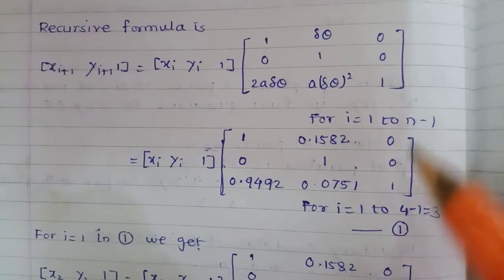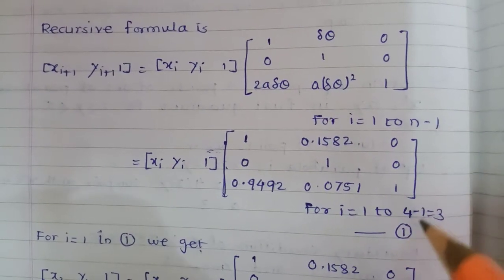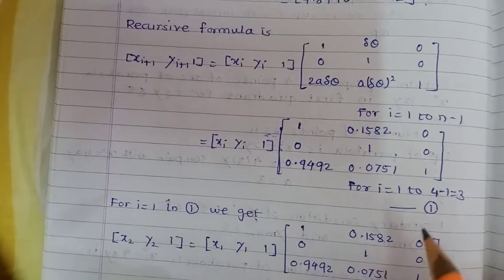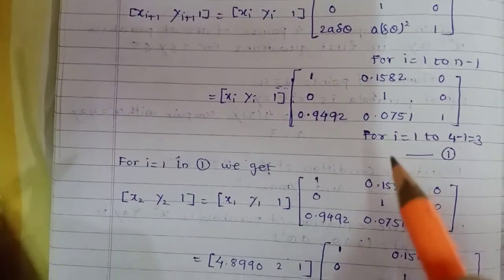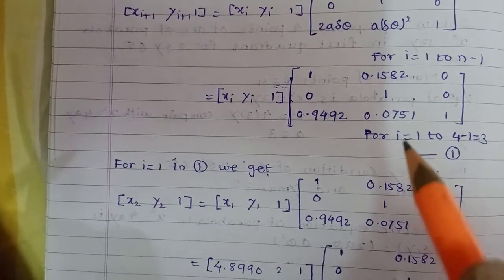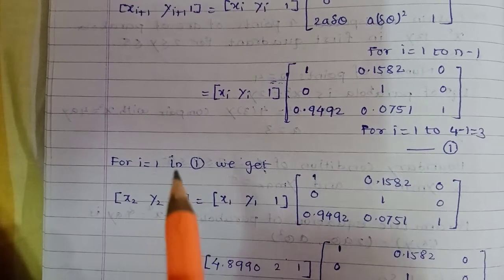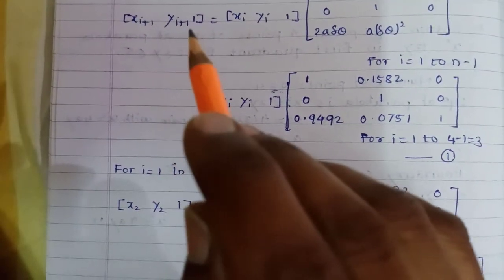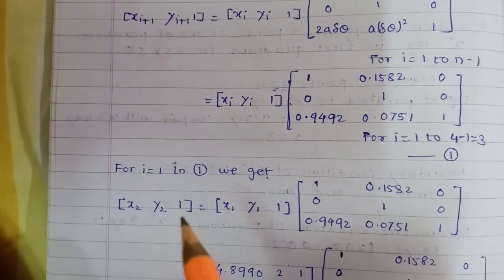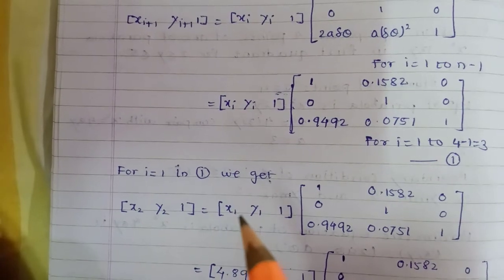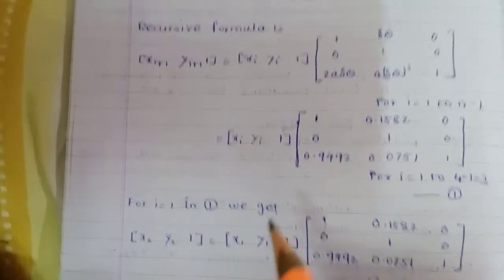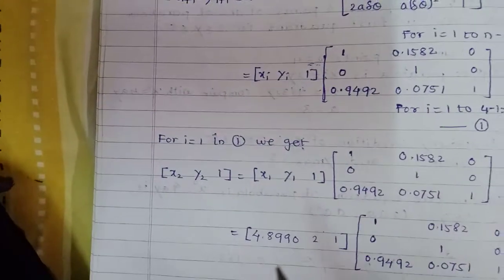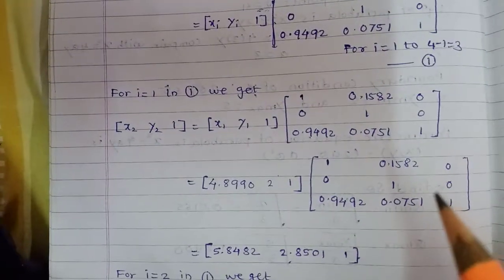Again for i equal to 1 to n minus 1, n's value is 4 here, so 4 minus 1 is 3. We represent that recursive formula by 1. First of all we do the procedure for i equal to 1. So for i equal to 1 in 1 we get 1 plus 1 is 2, 1 plus 1 is 2. For obtaining x2 y2 1 we use x1 y1 1. So x1 y1 we have already obtained here, so those values we consider here. The standard matrix is here.